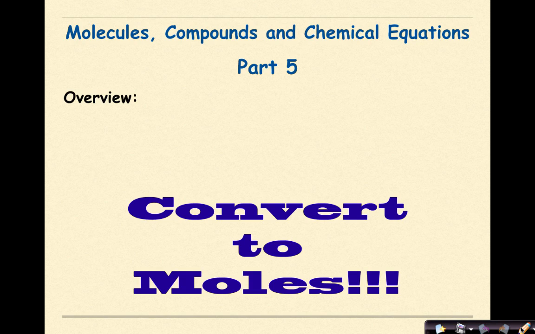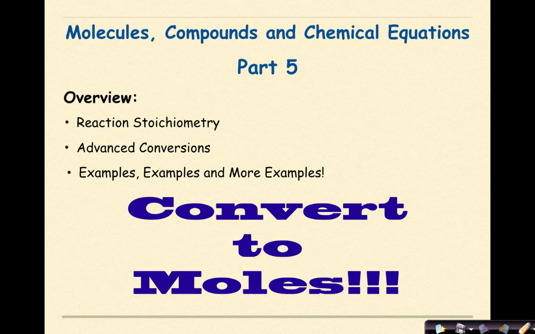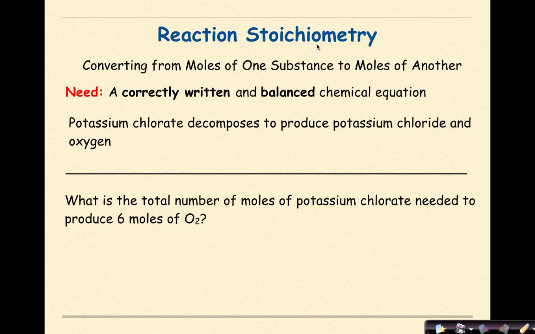Molecules, Compounds, and Chemical Equations, Part 5. In this session, we're going to be looking at reaction stoichiometry, advanced conversions, and some examples, and even more examples. Reaction stoichiometry is basically the process of converting from moles of one substance to moles of another. What you need to do this is a correctly written and balanced chemical equation.